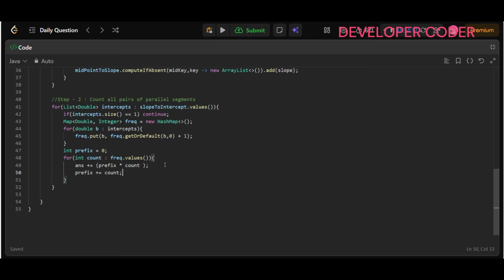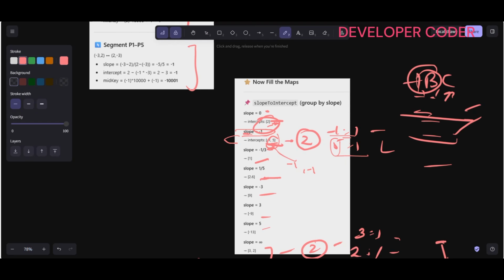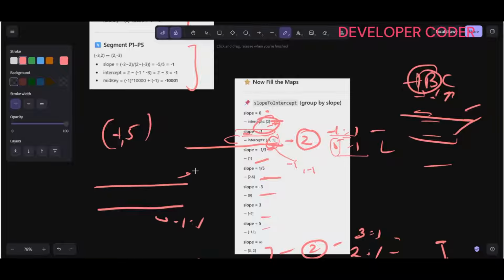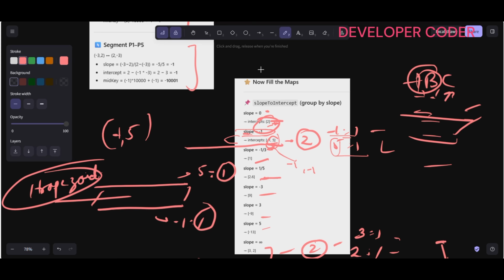What is this I'm doing? Let's see. Here we have -1, and we have 5, right? So we have 2. One line has -1, which is occurring one time, and we have 5, which is also occurring one time. So this is one time, this is one time, only one trapezoid is possible, right? Clear?